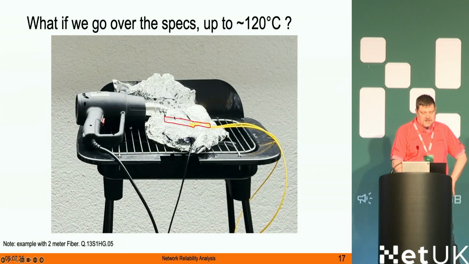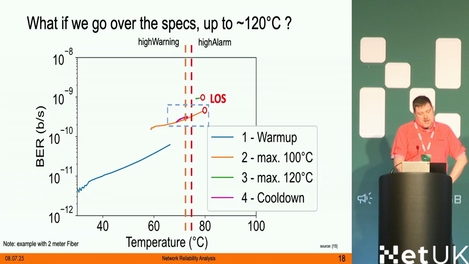So what I have here is a transceiver. I just put a trace in Microsoft Paint so you can see it because it's a lot of gray. We have some aluminum foil here, a heat gun that goes up to 600 degrees. And instead of cooling down this transceiver, we intentionally put heat on it in order to see how it would react.